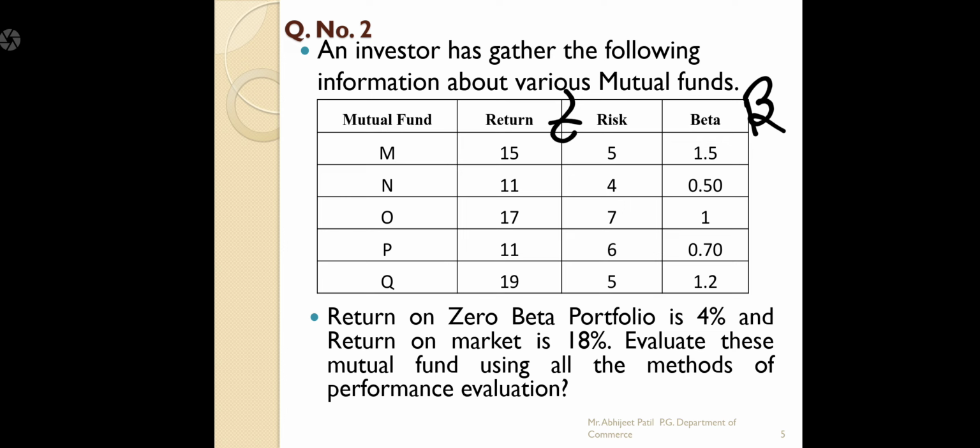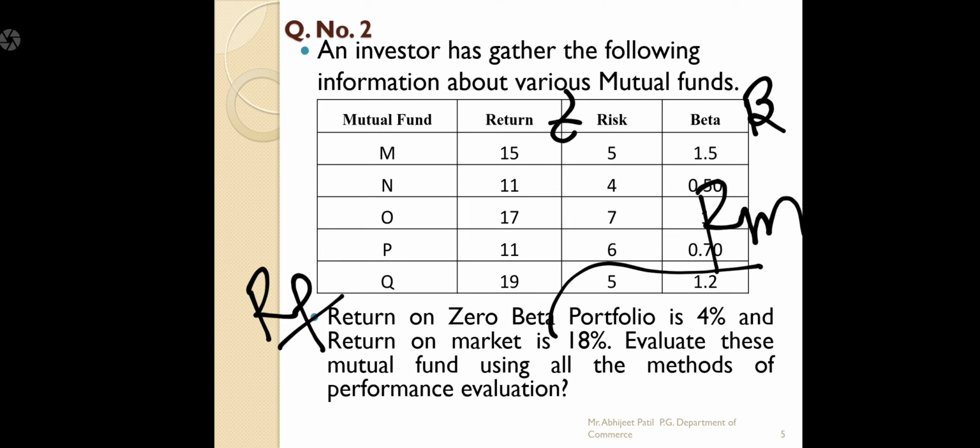Apart from that, the return on the zero beta portfolio is 4%. Return on the zero beta portfolio is nothing but your RF value only. Sometimes they will give government security bills, treasury bills, RBI bonds, or the zero beta portfolio or zero-risk risk-free rate of return. And the return on market is 18, so the market return is nothing but your RM value.